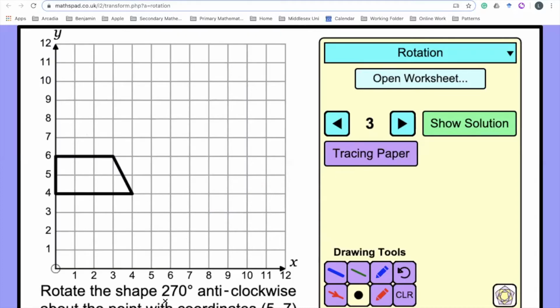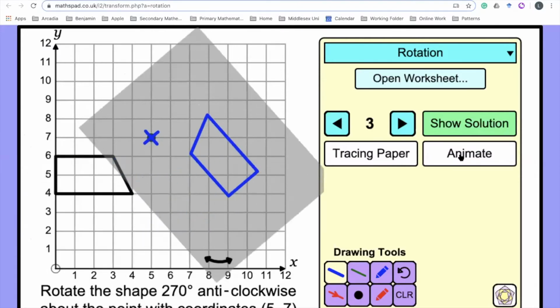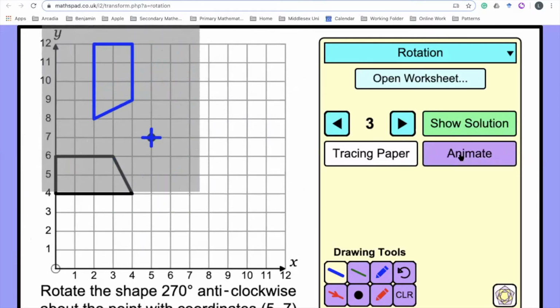Okay, next one. Rotate this shape here 270 degrees anti-clockwise about the point with coordinates 5, 7. So it's a little bit more challenging. We go to 5, 7, and we put in our point. So that's now our coordinate. We get our tracing paper, we get a pencil, we draw around our shape like this. I can't seem to do that, but I'll animate it. And then we turn it 270 degrees anti-clockwise. That's 90, 180, and now 270.